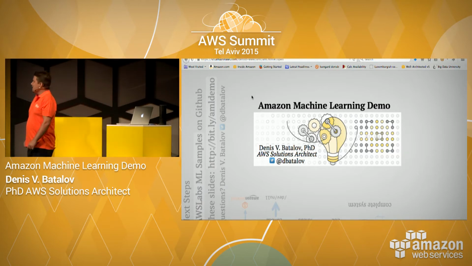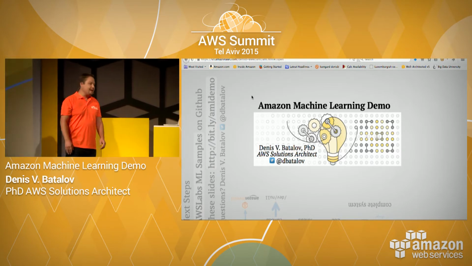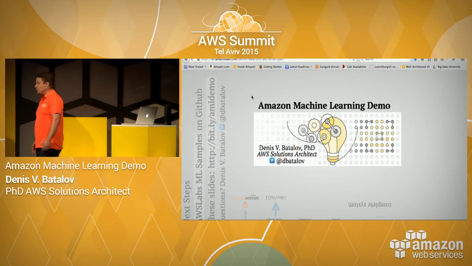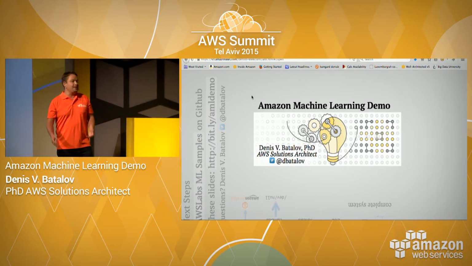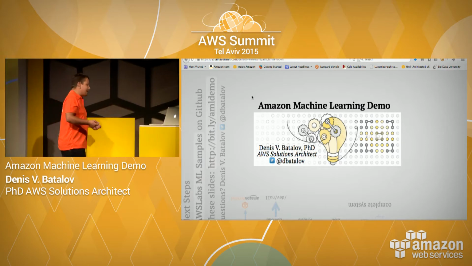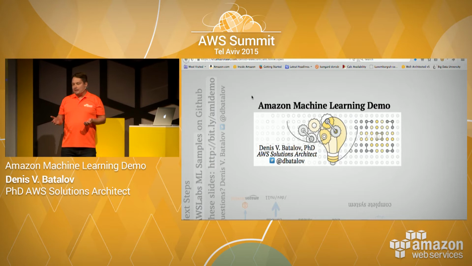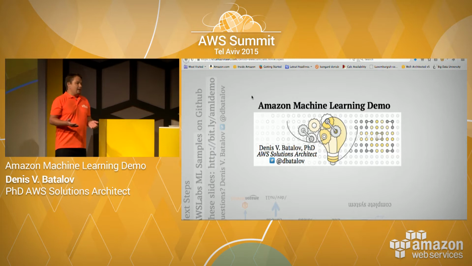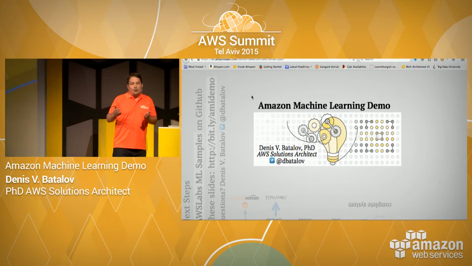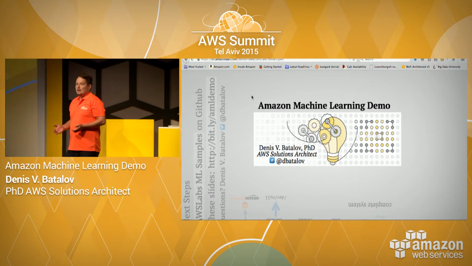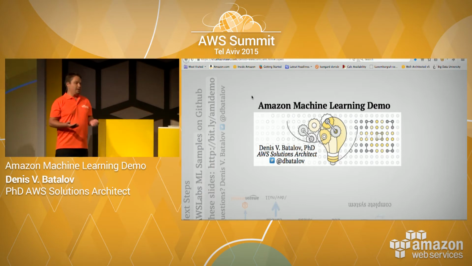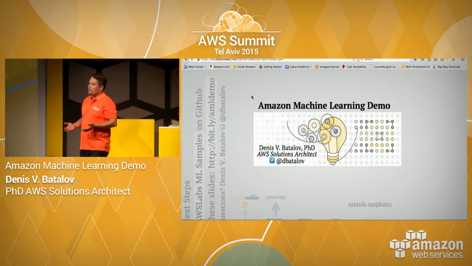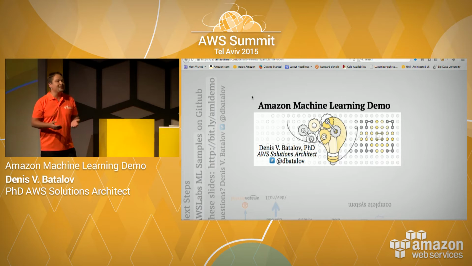Okay, well, my name is Denis Batlov, and I'm a solutions architect working in the EMEA. I'm here today to talk about machine learning, a new exciting service that we've launched. What's especially exciting about this service is that you don't really need specialized knowledge to use it. If you do know a little bit about machine learning, like myself, this is still a great tool because it's simple and gives you an opportunity to experiment with your data really easily to try to find the signal in your data.